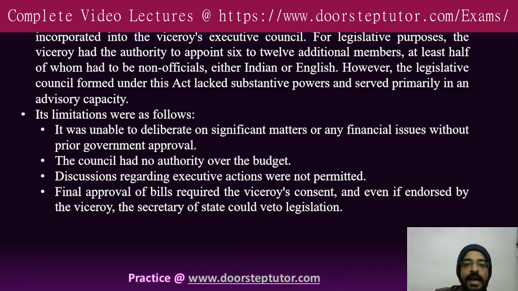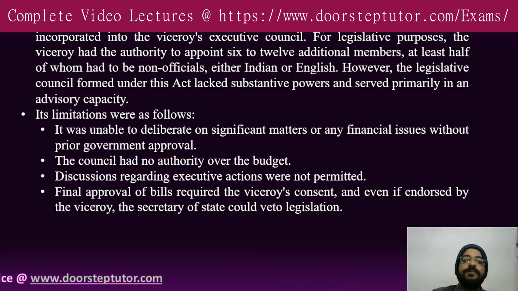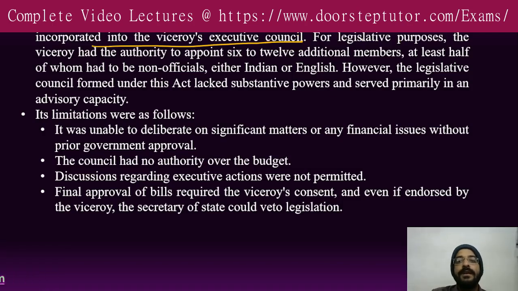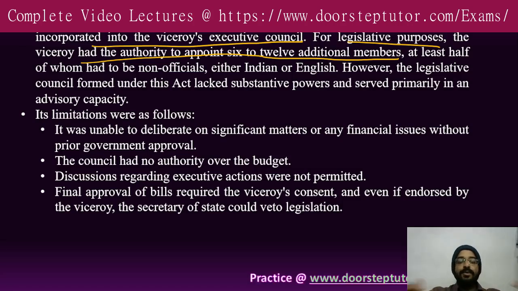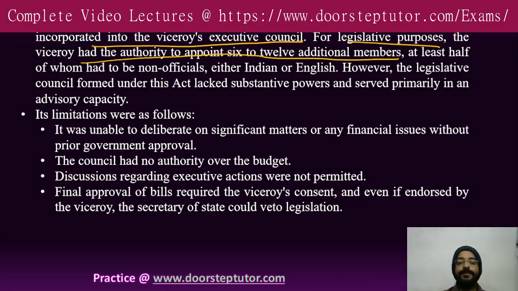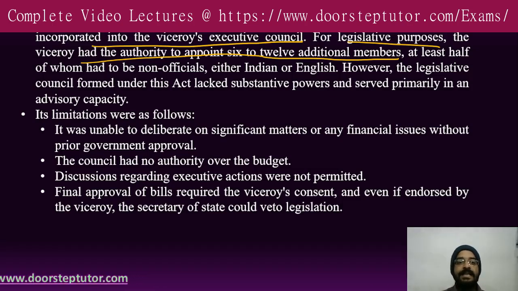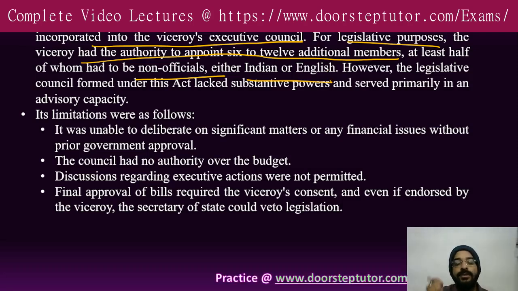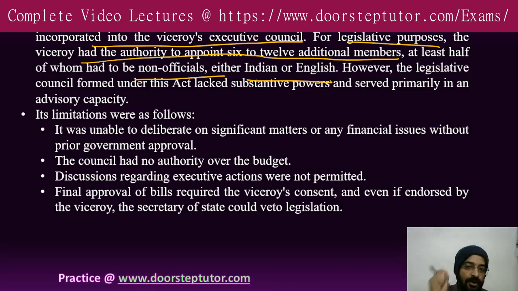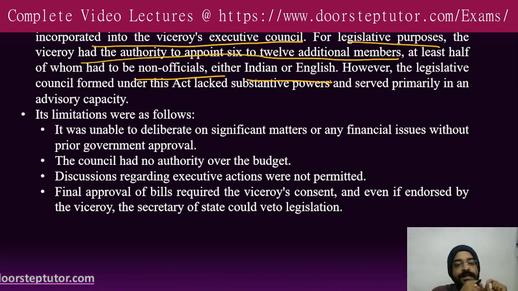Under the Indian Councils Act of 1861, a fifth member, typically a jurist, was incorporated into the Viceroy's Executive Council for legislative purposes. The Viceroy had the authority to appoint 6 to 12 additional members. So the legislative process became more deliberate, more process bound, and at least half of the additional members had to be non-officials, either Indian or English. So there were efforts to include native Indians in the advisory role of the Legislative Council. The role will be advisory. They cannot make any laws or rules. They can just advise the Viceroy. The veto was still with the Viceroy.